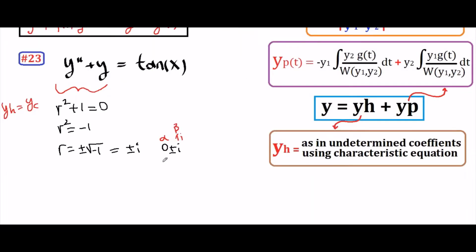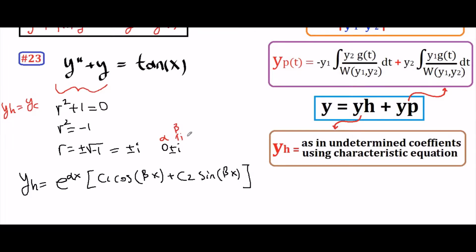Let's remember, whenever we have complex roots, the solution is e to the alpha x times c1 cosine of beta x plus c2 sine of beta x.